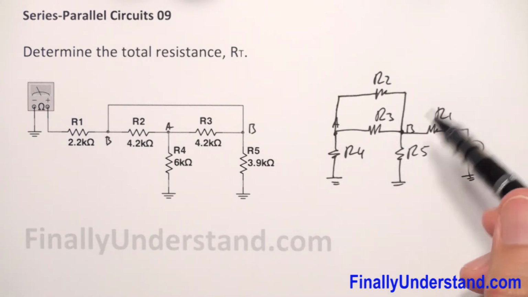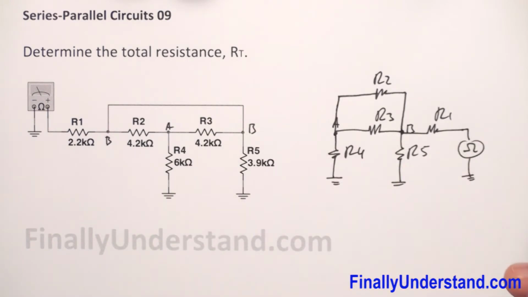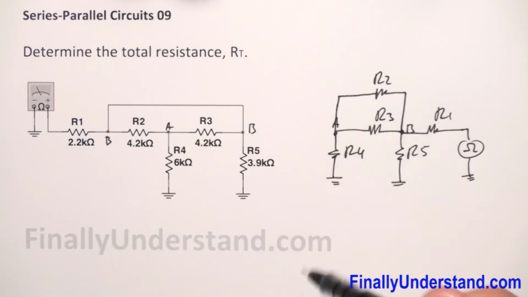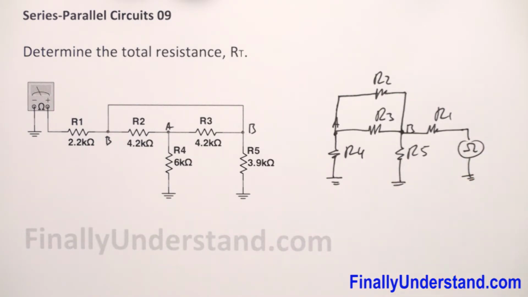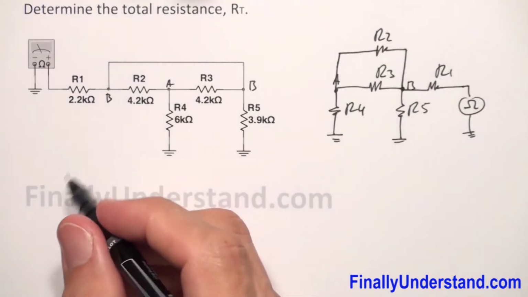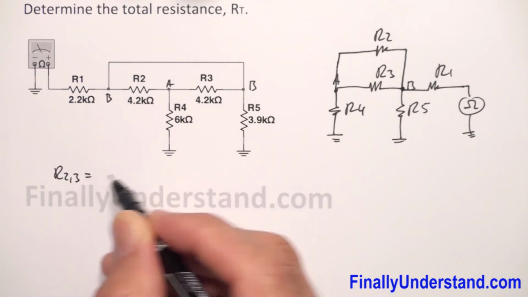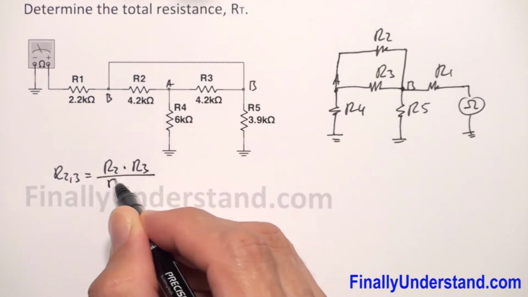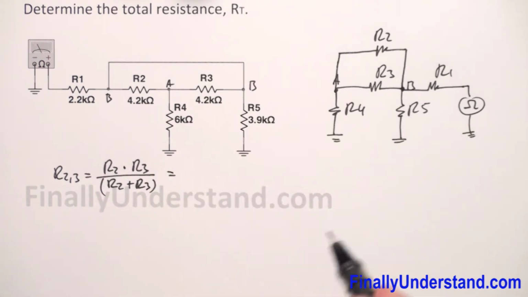So we can say that these two circuits are the same, but this one, in my opinion, looks much simpler. You can see that these two resistors are in parallel. So I can find the total resistance of resistor R23. R23 is equal to R2 times R3 over R2 plus R3. This is the product over the sum.